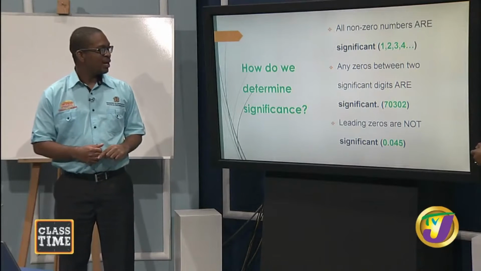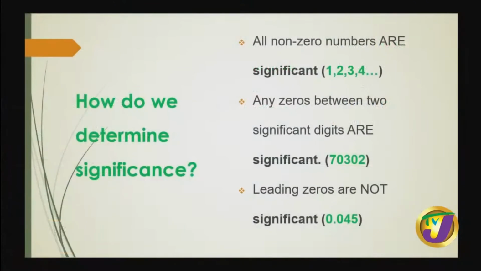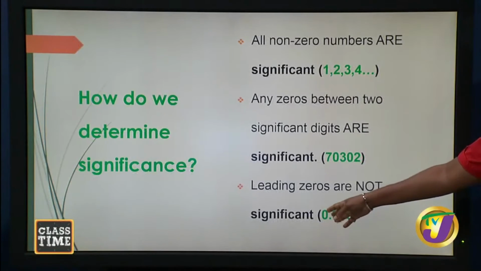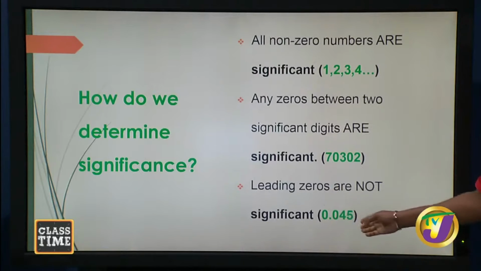And leading zeros are not significant, as you will see here. Okay, so I noticed that they're leading, they're at the front. At the front. Yes. So because they're not between any significant numbers, where they're leading, they're not significant. Okay.